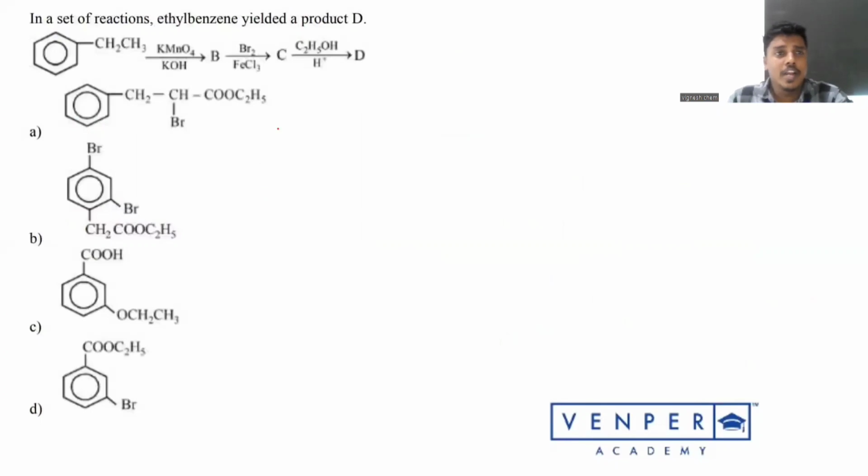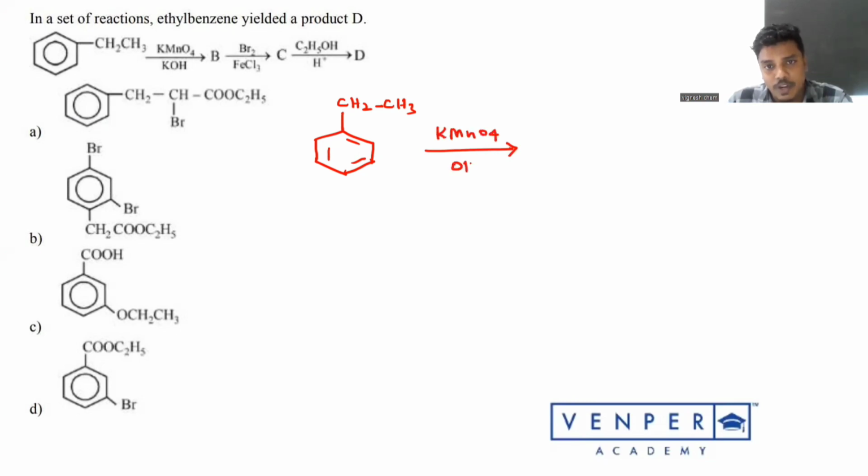Now, this is an organic reaction based question. This is an organic aromatic compound. Very important. Now, this is CH2CH3. Now I use what? I use KMnO4. What is the use of KMnO4? It is an oxidizing agent, right? KMnO4 in basic medium acts as an oxidizing agent. So this reaction is called what? Side chain oxidation. Now, see, this carbon is the benzylic carbon.